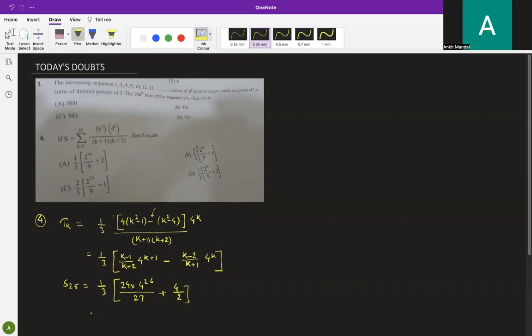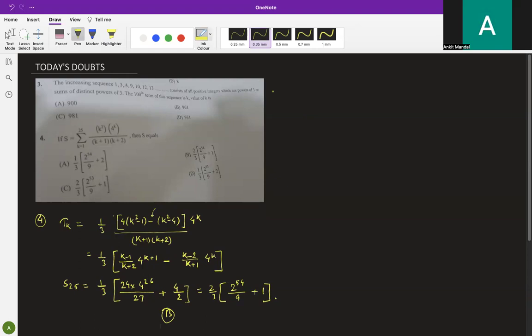So I can take 2 out. So I'll be getting this as 2 by 3 into, I can write in power of 2, 54 by remaining would be 9 because 3 will get cancelled, and plus 1 here. So this is the answer for question number 4. So option here should be B option, right?